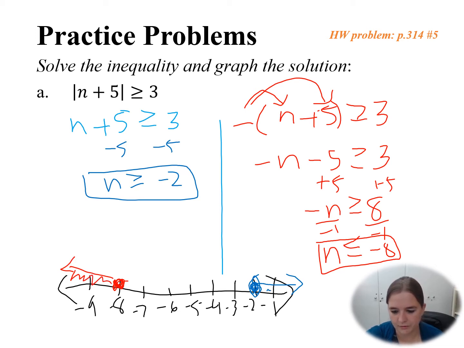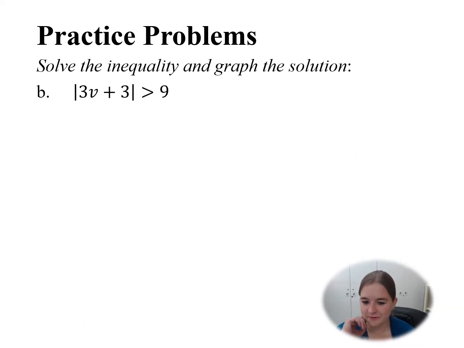So my graph looks like this here with two separately facing directions for my inequalities. Well, now let's try again with a different one here. I see the absolute value of 3v plus 3 is greater than 9. So again, I'm going to have two cases.